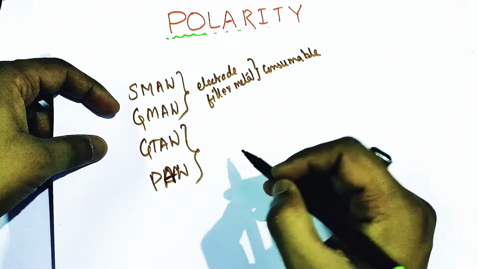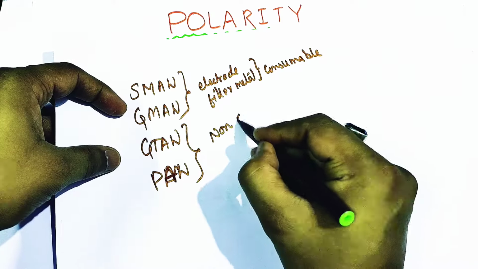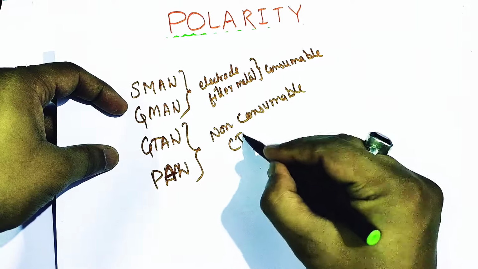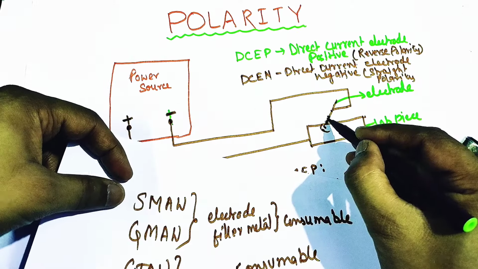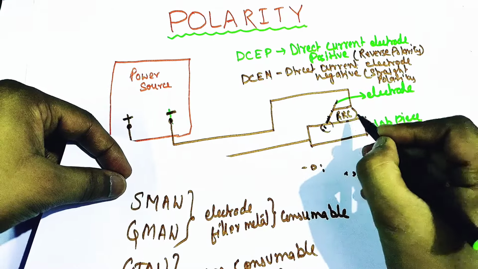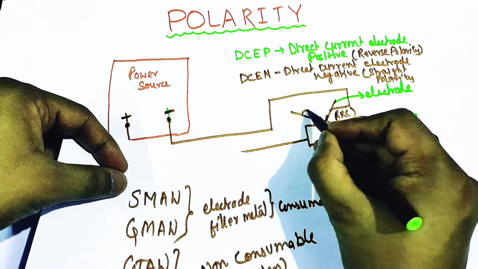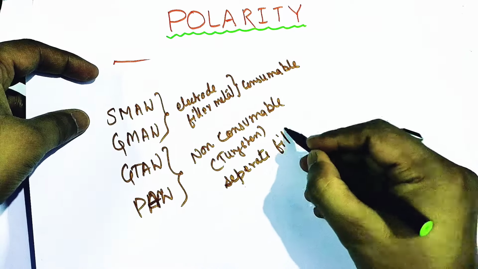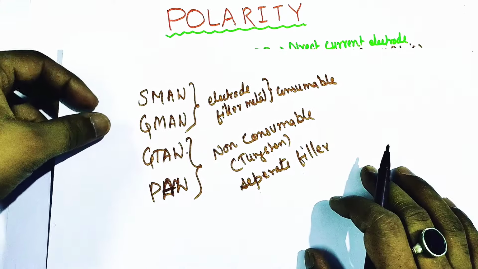But in GTAW and plasma arc welding, a non-consumable electrode is used. That is usually made up of tungsten. So the electrode is non-consumable. The function of the electrode is only to produce the required arc necessary for welding. If additional filler is required, then that can be fed separately. So separate filler metal is fed during welding in TIG welding and plasma arc welding.